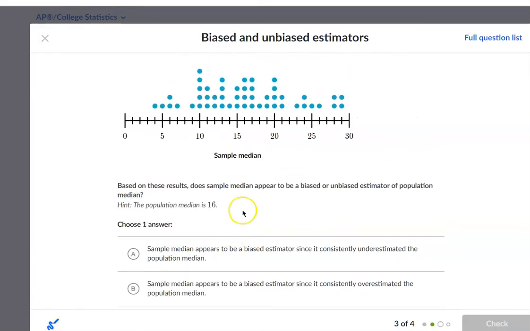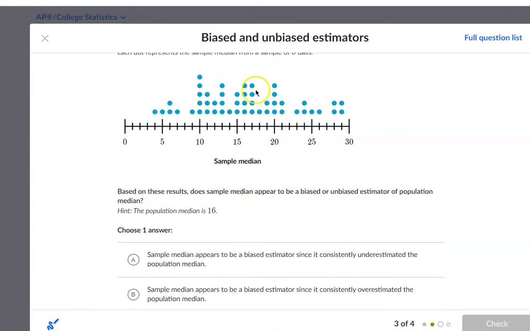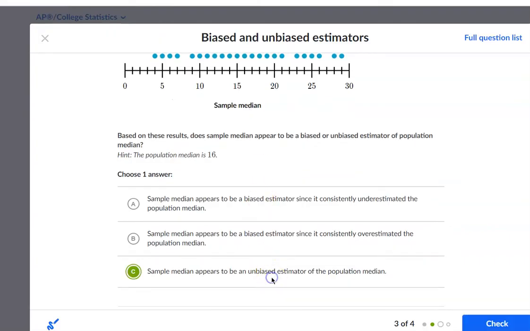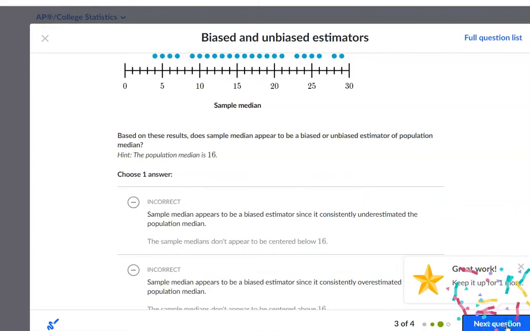I hope you said C, because it's actually right in the middle. So it's relatively accurate, but it's just got a high variability. So C, because we're not talking about high or low variability in the answer choices. We're talking about biased or unbiased.